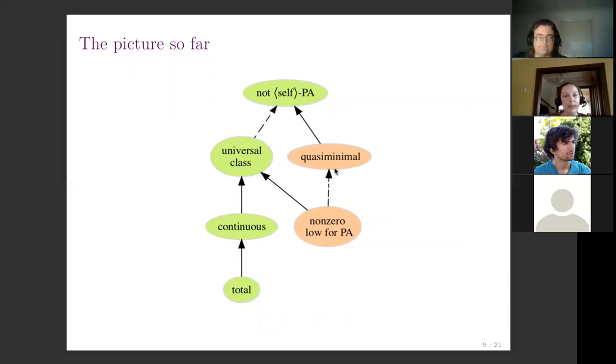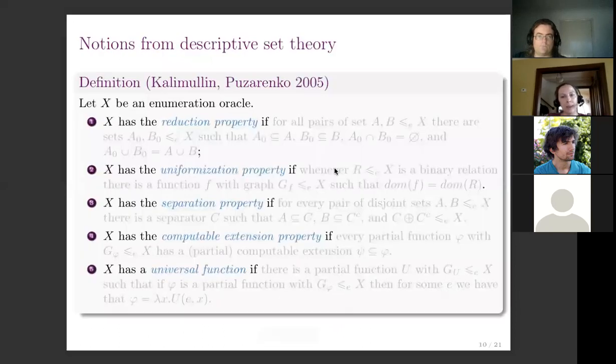At this point, Kalimulin was reminded of some work that he did with Pozorenko. I don't intend for you to read the definition, that's why I've grayed it out, but he defined a bunch of notions inspired by properties from descriptive set theory. So this is the reduction, uniformization, and separation property. These first three take the set of sets enumeration reducible to an oracle X, and ask that that set of sets has the corresponding property, if you're familiar with it from descriptive set theory. And then two more properties that are more computability-theoretic and use these tools in their work.